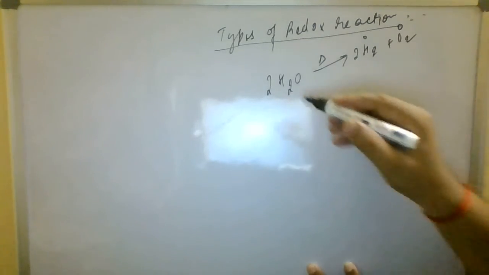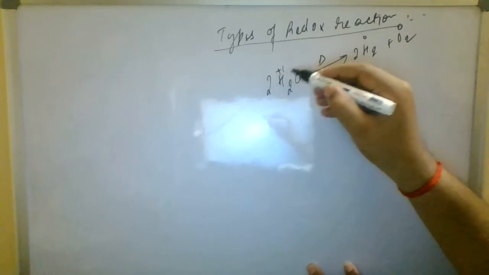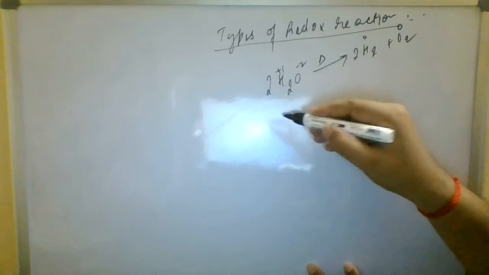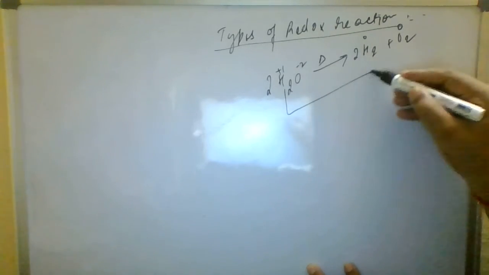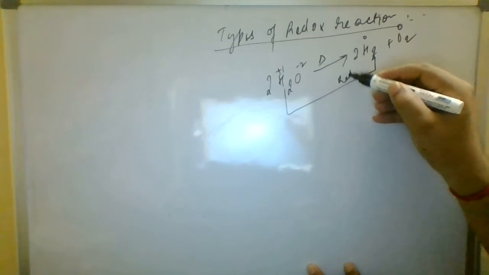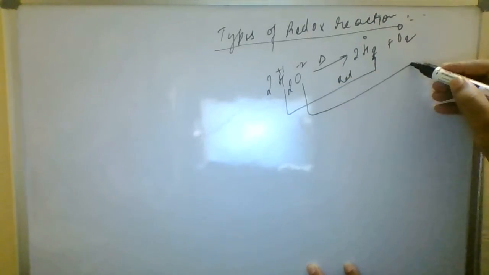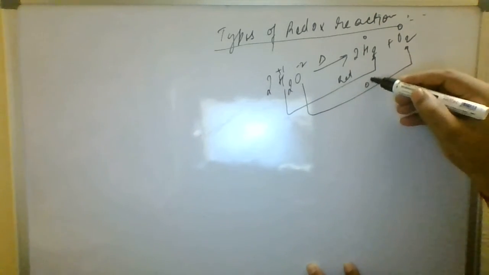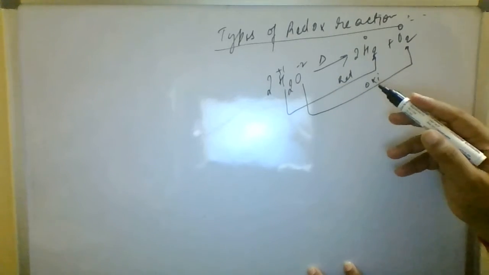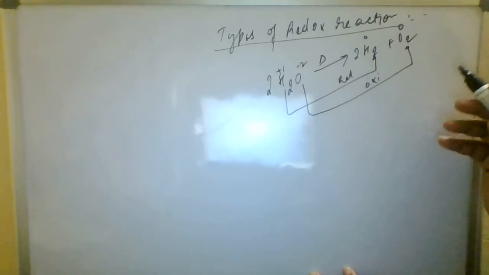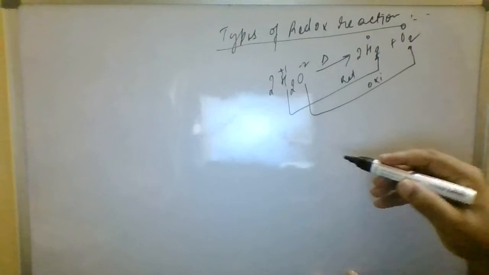The oxidation number here is 0. Here it is +1, -2. So +1 to 0, this is the reduction, and -2 to 0, this is oxidation. So here water decomposes into hydrogen and oxygen, and this becomes a redox reaction.